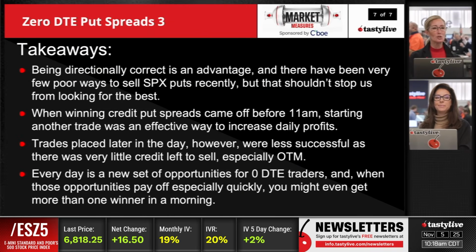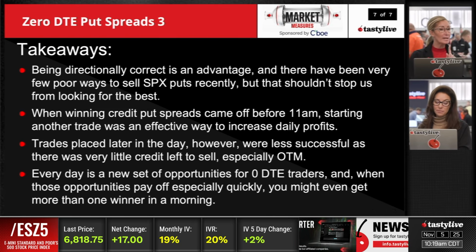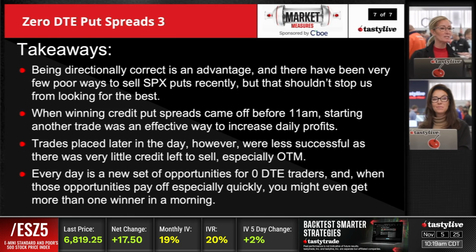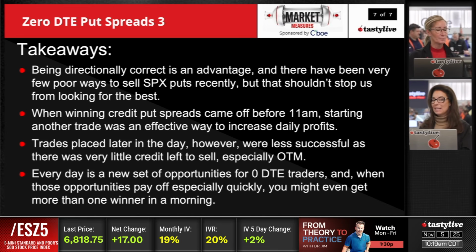Being directionally correct is an advantage, and there have been very few poor ways to sell SPX puts recently, but that shouldn't stop us from looking at the best. I like that. When winning credit put spreads came off before 11, starting another trade was an effective way to increase daily profits. But again, this study is lowering your profit target on the initial trade and on your second trade, because 10% or 20% is low for these, as we established last week. I still prefer just the one trade with the higher percentage, but everyone can choose what they want.